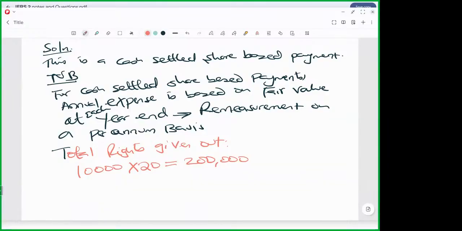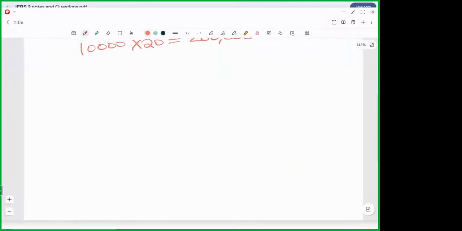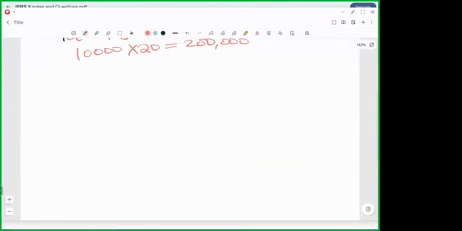Now, then come and make for us a simple table, a very simple table. This is how it shall look like. This table of ours. So we have our year end.